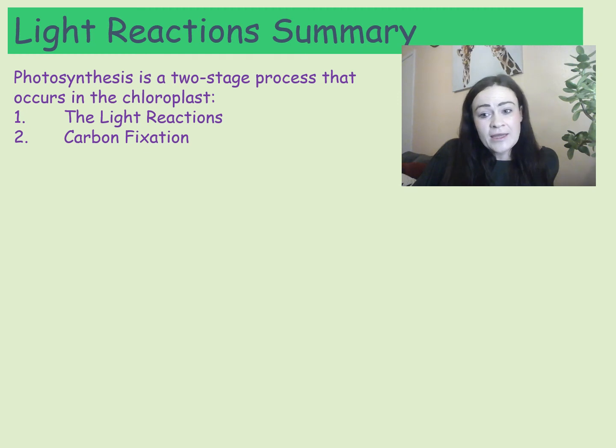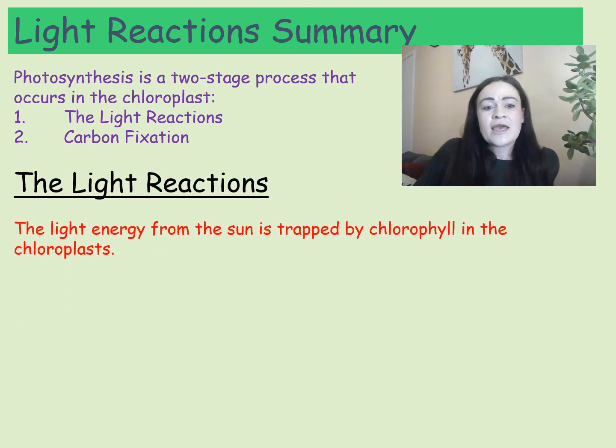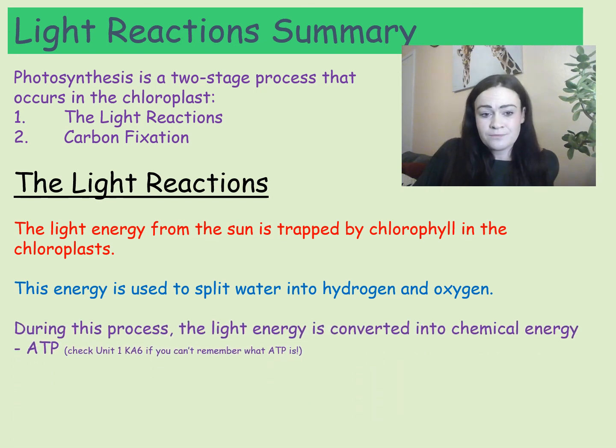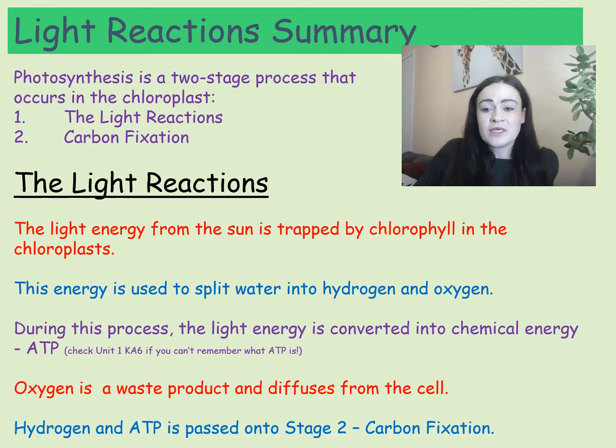So as a wee summary, photosynthesis is a 2-stage process, the light reactions and carbon fixation. The light reactions use energy from the sun, which is trapped by chlorophyll in the chloroplasts. This energy is used to split water into hydrogen and oxygen. During this process, the light energy is converted into chemical energy because we produce ATP. Oxygen is a waste product, so it diffuses from the cell and then exits the leaf through the stomata. And hydrogen and ATP that is produced during the light reactions is passed on to stage 2, carbon fixation.